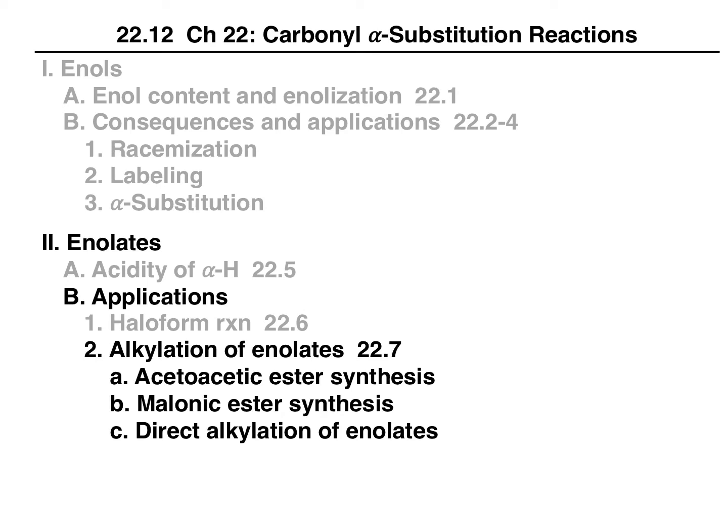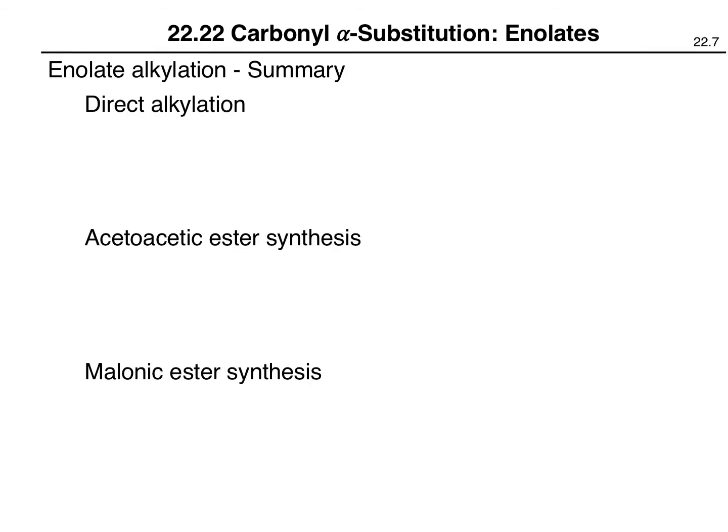In this video, we're just going to summarize what we've been talking about in terms of alkylation of enolates. So we've seen a few different approaches to be able to alkylate an enolate. Direct alkylation is the shortest way, and it could be the most efficient for some targets, but there are some potential challenges. Acetoacetic ester synthesis is based on a beta ketoester, and the malonic ester synthesis is based on a beta diester. Both of these are longer approaches, but in some cases it might be an advantage over direct alkylation.